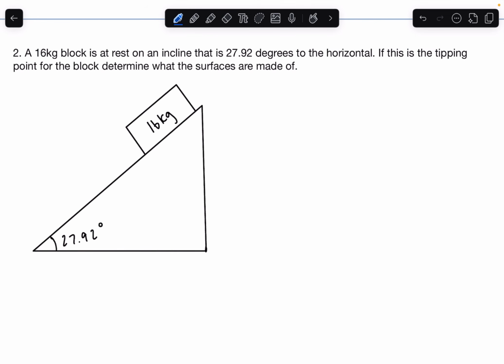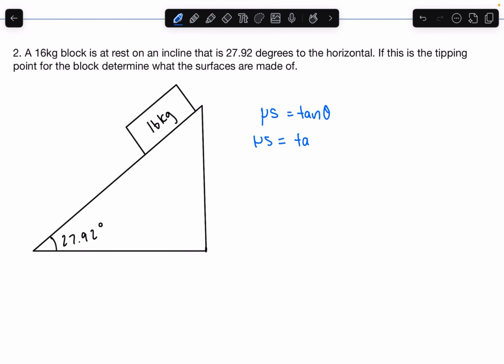Number 2, a 16-kilogram block is at rest on an incline that is 27.92 degrees to the horizontal. If this is the tipping point for the block, determine what the surfaces are made of. So this question is asking us to find what the surfaces are, so we need to find the coefficient of friction. Specifically, we need to find the coefficient of static friction because the block is at rest. I haven't talked about this yet, but the equation for coefficient of static friction on an incline is literally just tan theta. So coefficient of static friction is equal to tan theta. The only thing we need to do to solve this question is just plug in.